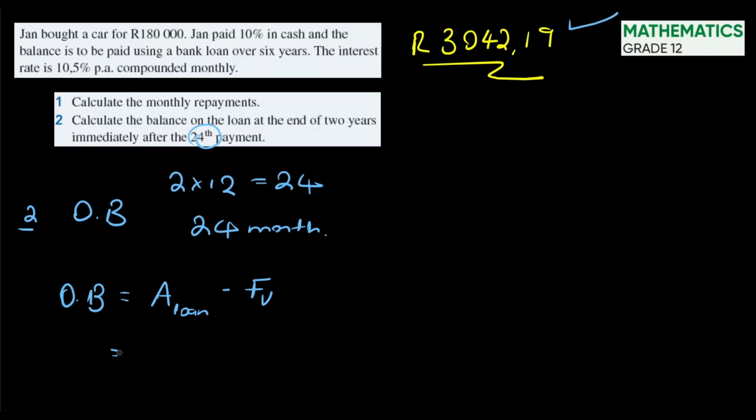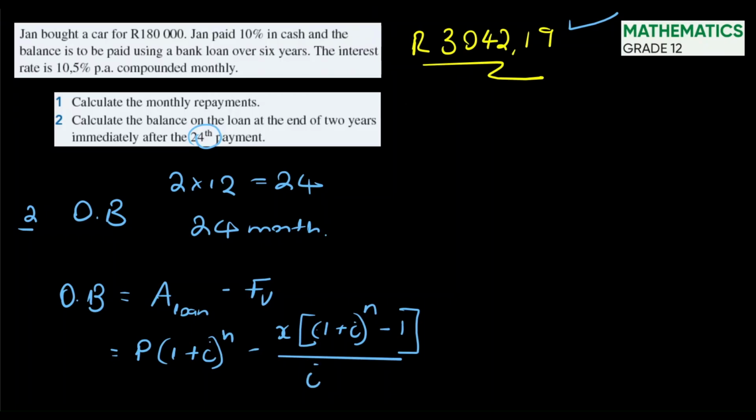So let's write this as a complete formula. You should have the principal loan amount times 1 plus the interest, to the power of n, minus the future value formula: monthly repayment, square brackets, 1 plus the interest to the power of n, how many months, minus 1, square bracket, all divided by the interest. So what's the principal amount?